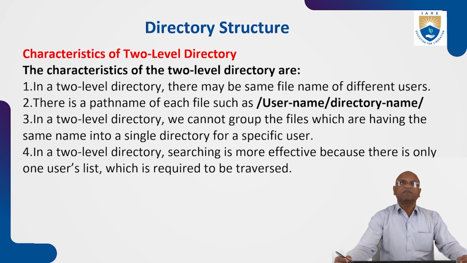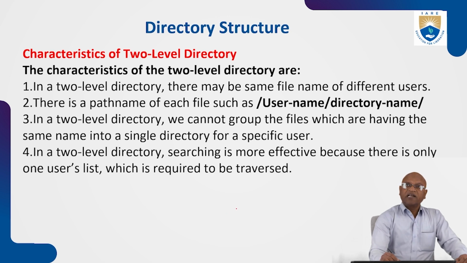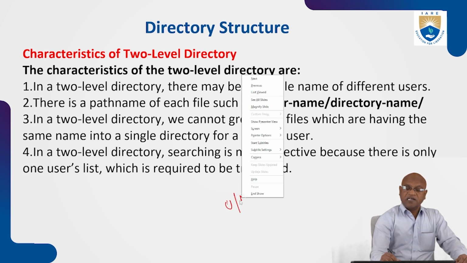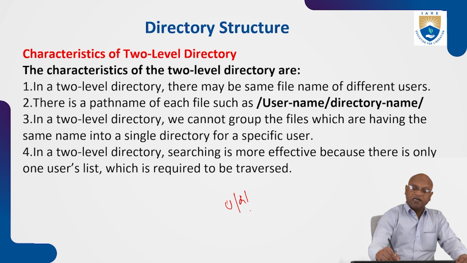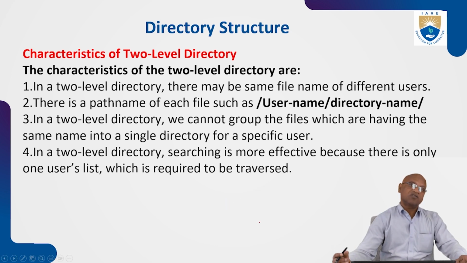There is a path name for each file, such as username 1, directory name, and file name, like this. So as you know, the path of the file is the username, the directory name, and the file name. So like this we keep the path. The OS will create it. We don't create it. The OS automatically creates it once the file is saved under user 1 and directory 1. Then automatically the path is created like this: username slash directory name slash file name.